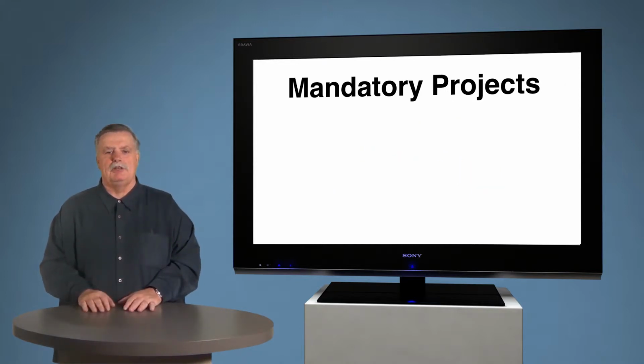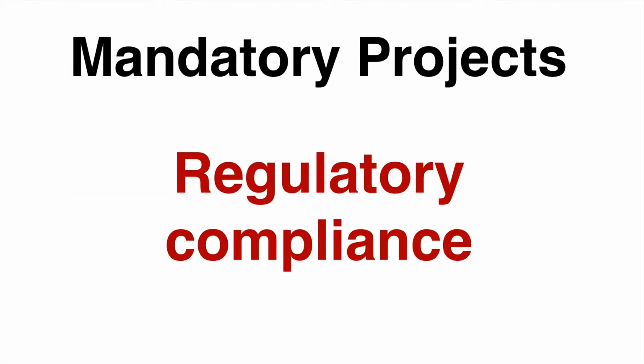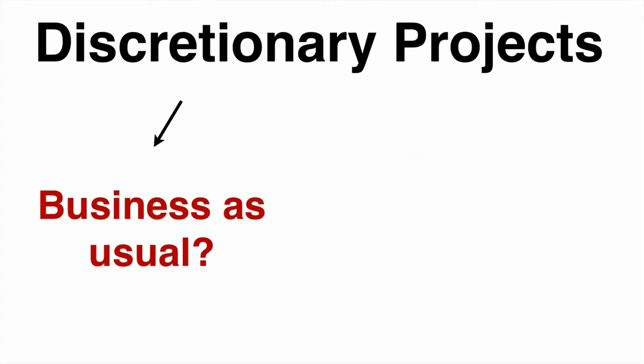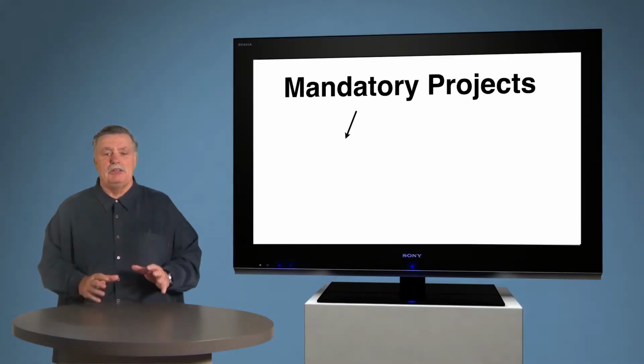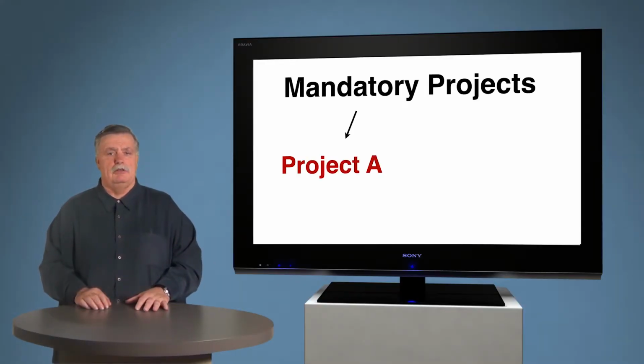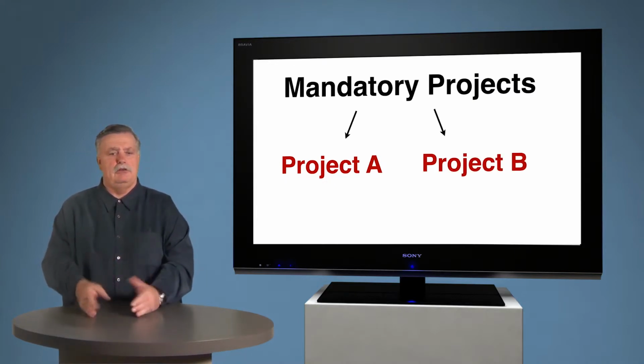In mandatory projects, doing nothing is not an option. Action must be taken. It could be a legal requirement or regulatory compliance issue, or even a contractual obligation of some kind. So discretionary projects have business as usual as an option. Once business as usual is no longer an option, now we have a mandatory project. Now we're just simply choosing between competing projects. Should we choose project A or project B or C or D or E?